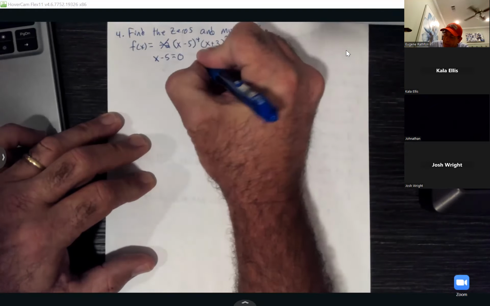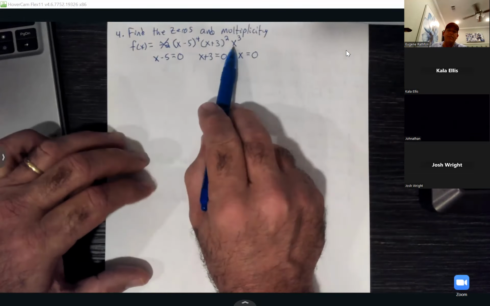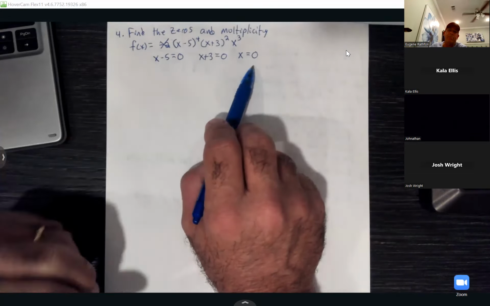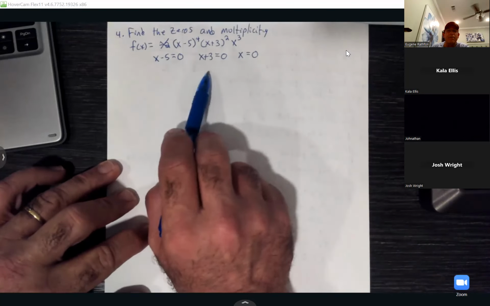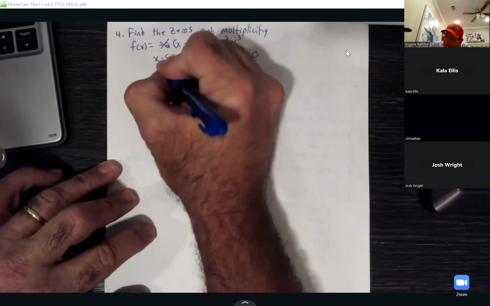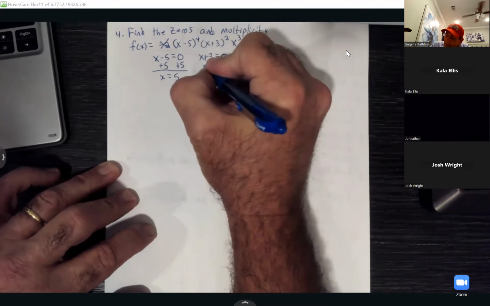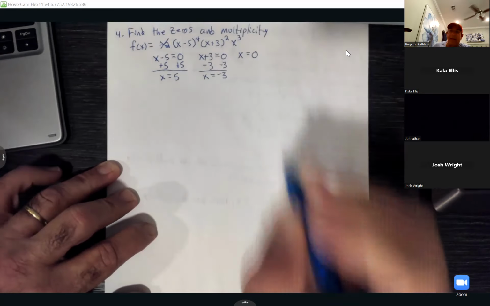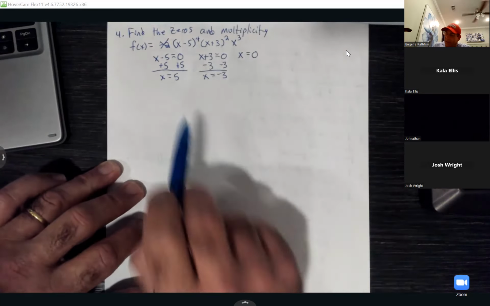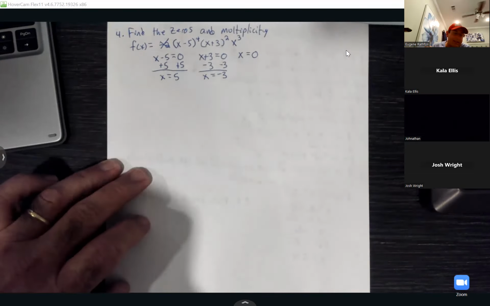And then I'll set my x plus 3 equal to 0. And then I'll bring down that x and set it equal to 0. And remember, the single x is always equal to 0 when you play with those. So what we're going to do is solve these two to get the actual solutions. So add 5, and again, x equals 5. Subtract 3, and again, x equals -3. Okay, so I got the zeros now. I got 3 zeros.